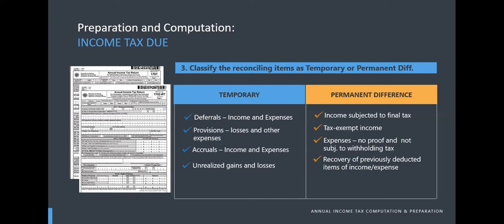Since it was previously deducted, for example in the case of recovery of bad debts, since it was already deducted for income tax purposes previously, the recovery of the bad debts must be included in the gross income as a permanent difference. It's as if it were new income to the taxpayer or the company.